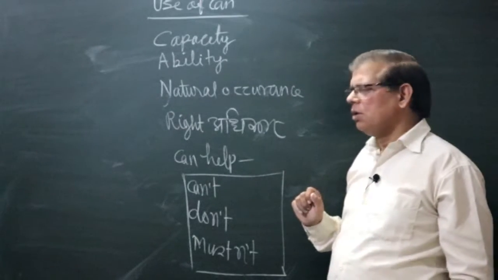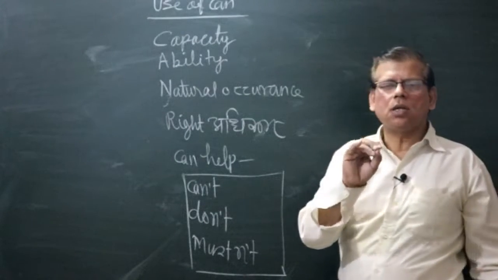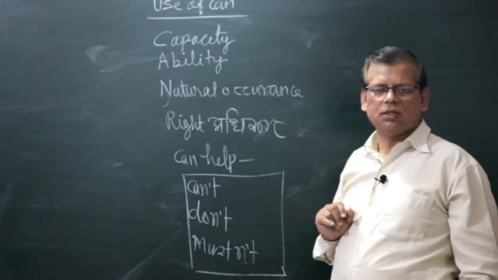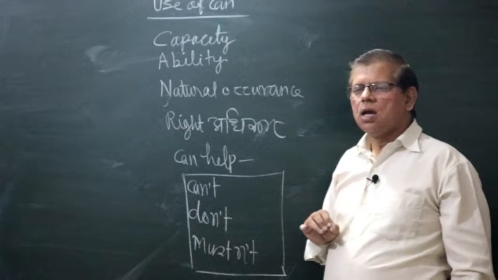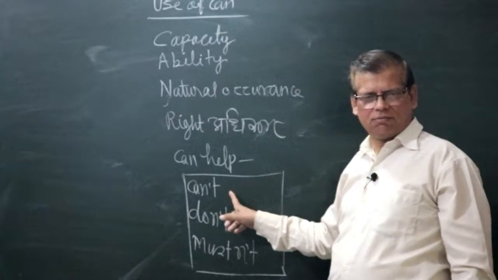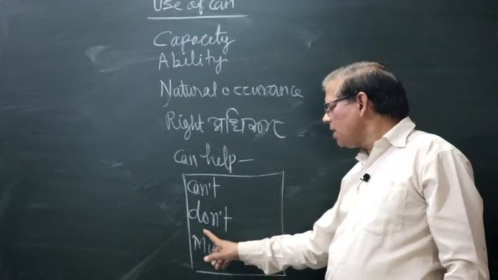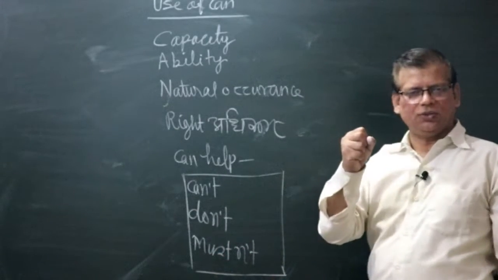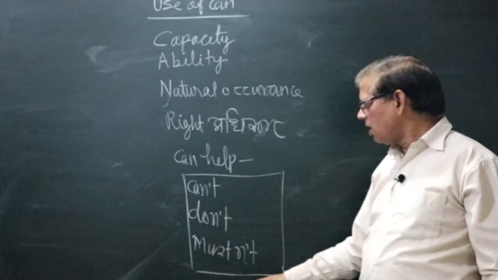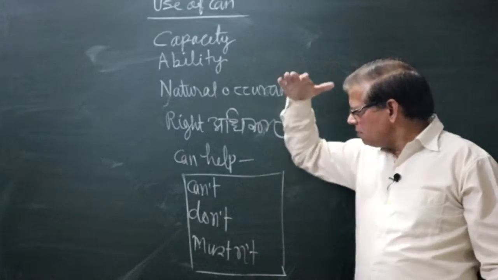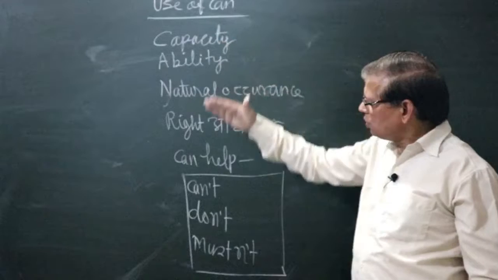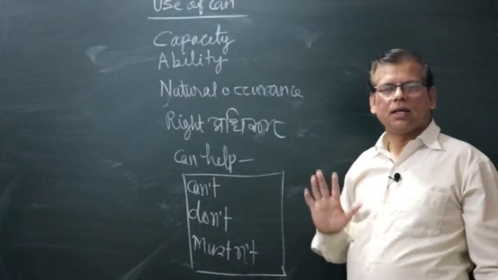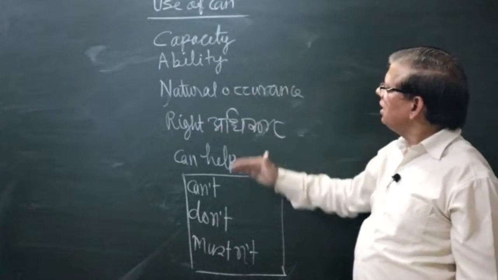For example, instructions are given to the students, negative instructions. Students cannot copy in the exam. Don't copy in the exam. Students must not copy in the exam. Strict rule. Can't, don't, must not convey the same sense. It is the use of can. Clear? Use of can is clear.